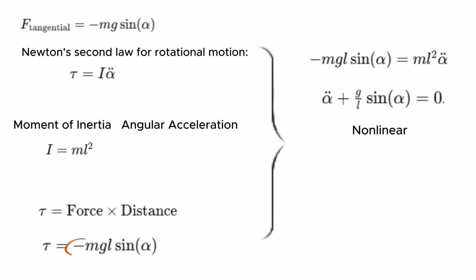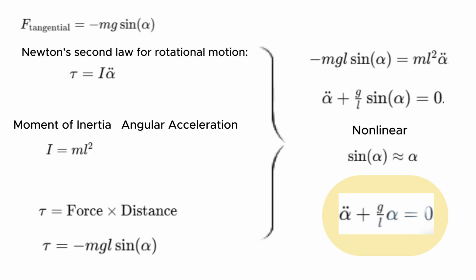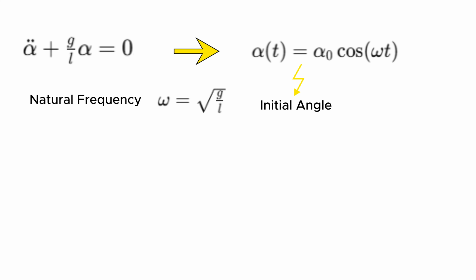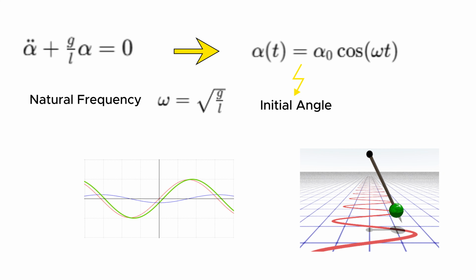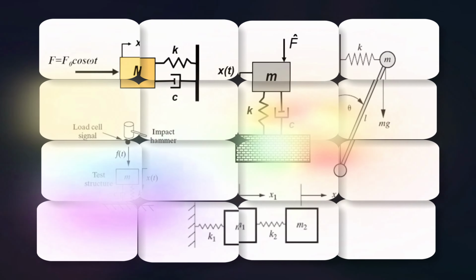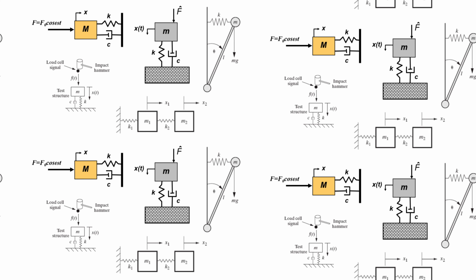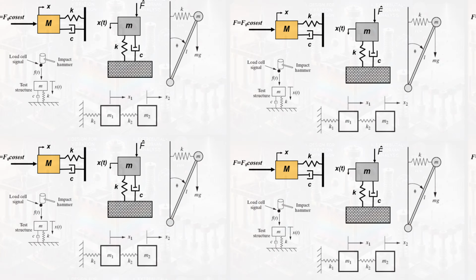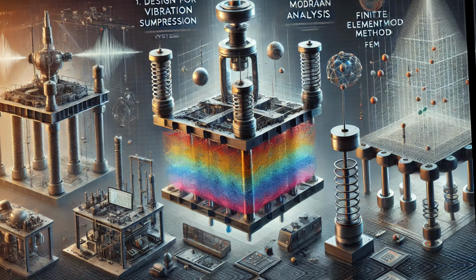For small angles, where alpha is measured in radians, we can approximate sine of alpha approximately equals alpha. This linearizes the equation. This is the linear equation of motion for the pendulum, describing its oscillations when the angles are small. This term is the natural frequency, which determines how quickly the pendulum oscillates. This is the general solution for this motion. This solution describes the periodic harmonic motion of the pendulum under small oscillations. In this lesson, we explored a single degree of freedom system. In the upcoming chapters, we'll dive deeper into topics such as response to harmonic excitation, general forced response, multiple degree of freedom systems, and other key concepts that shape our understanding of vibration dynamics.